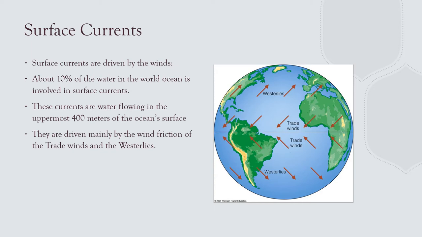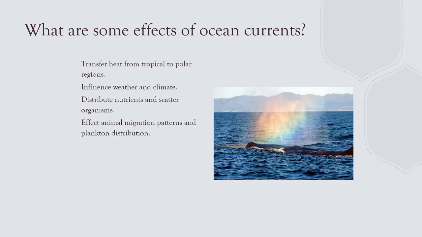Most surface currents are steered by the trade winds and the westerlies. Ocean currents transfer the heat, because remember, water has that high specific heat, from tropical to polar regions. They influence weather and climate. They distribute nutrients. Plankton ride the currents, so they distribute organisms. And then animals need to time their migration with these ocean currents.